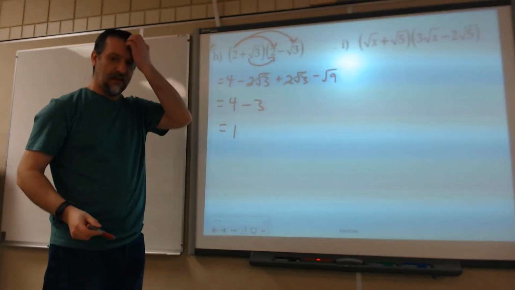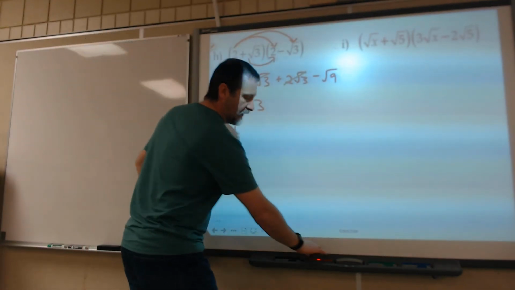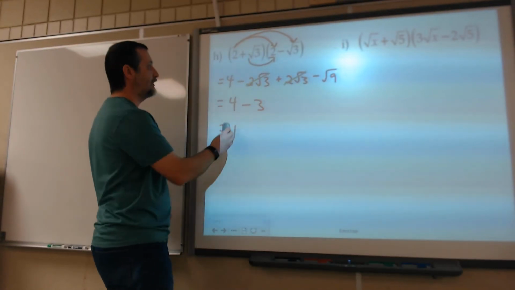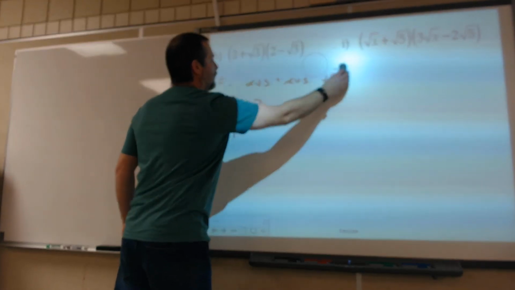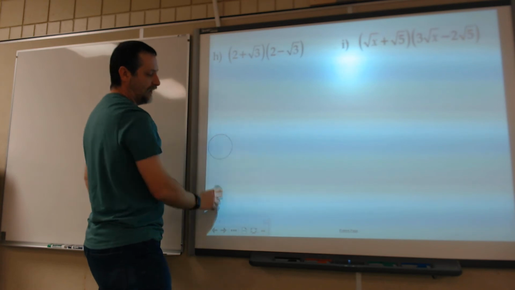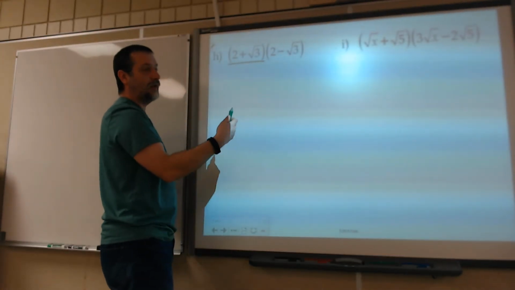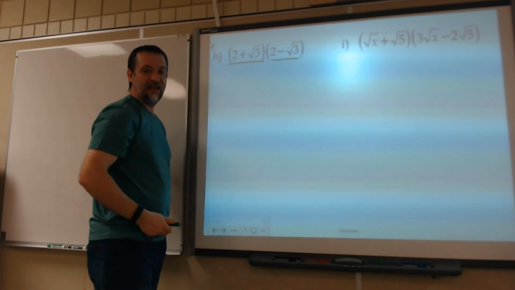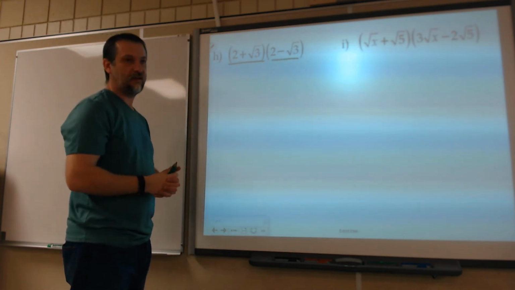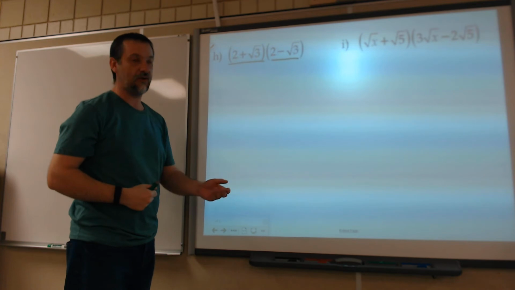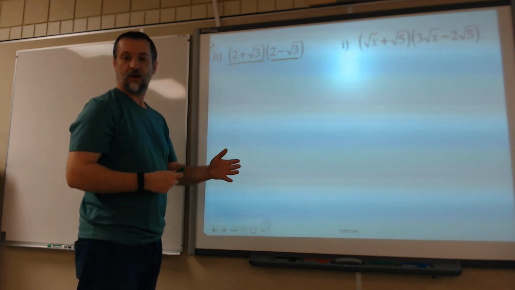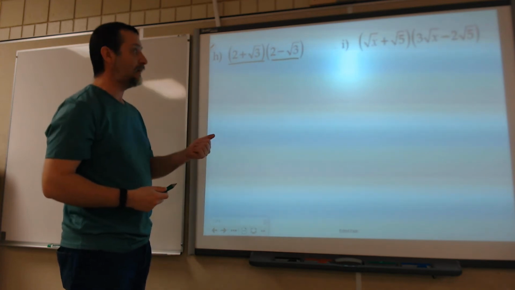Now, if you recognize, I'm going to go back and erase this, and take a look at this and say, hey, one thing we should be able to do by now is recognize that 2 plus root 3 and 2 minus root 3 is a conjugate pair, right? We looked at this when we were looking at the difference of squares and factoring. This is going to become more commonplace, something we've got to recognize right away.